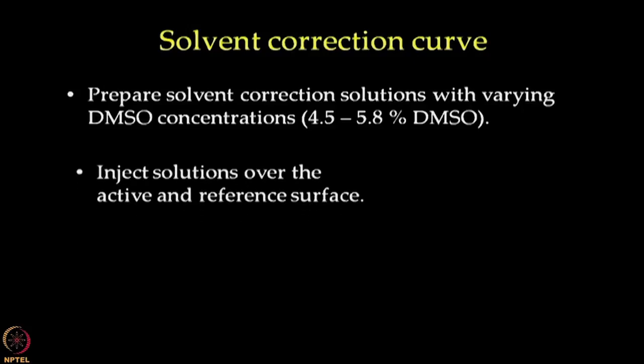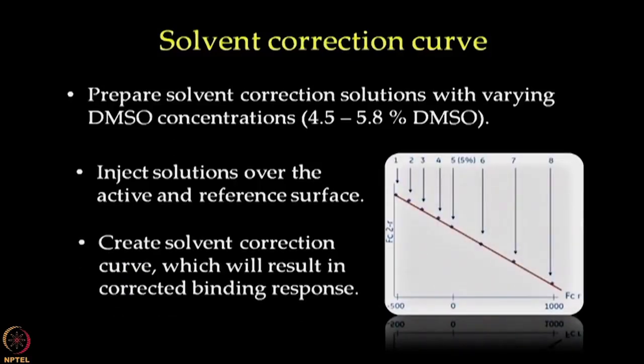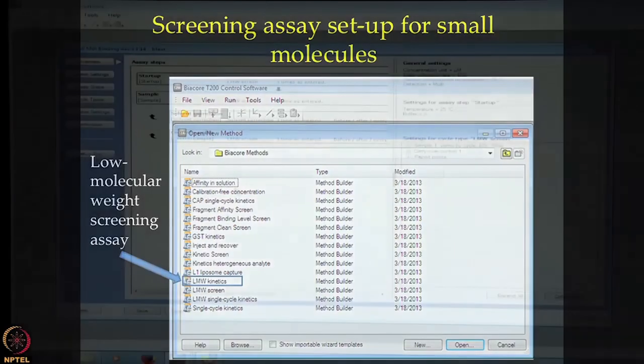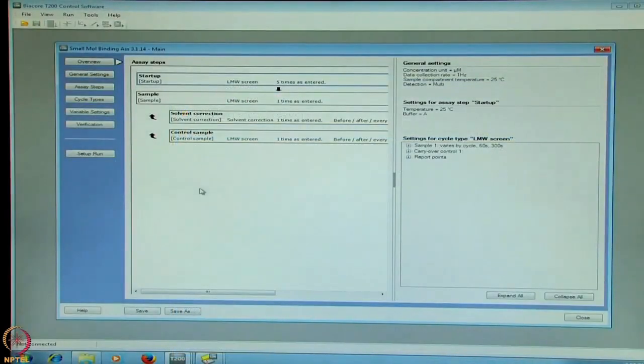We inject these solutions over the active and reference surface and then create a solvent correction curve, which will result in corrected binding responses. We will now move forward to set up the binding assay wizard to screen small molecules for binding to human serum albumin and carbonic anhydrase. Here we will set up our experiment to check the interaction of some small molecules binding to carbonic anhydrase and human serum albumin.